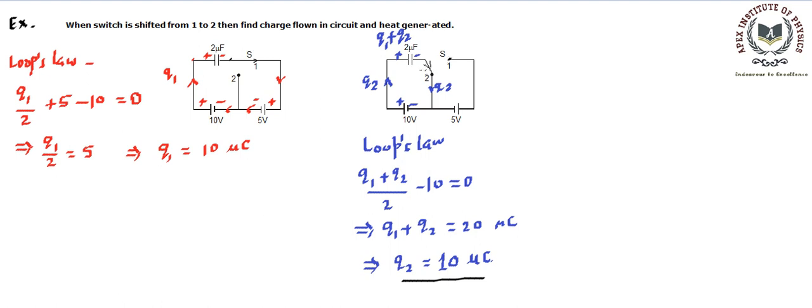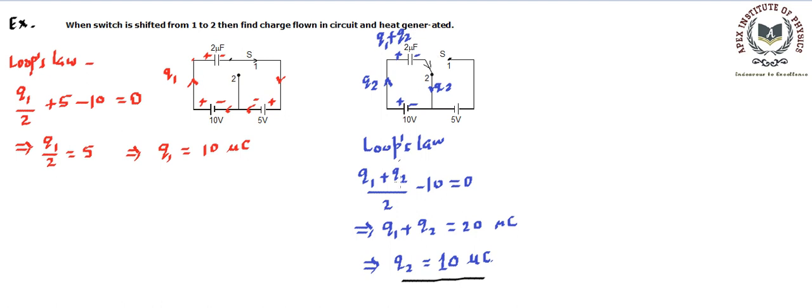Is it making sense? It should make sense. So what I did, let me re-explain. I initially assumed the charge Q1 on the circuit and solved for this Q1 using the loop law. Then I assumed that Q2 charge flows through this battery. Then the charge on the capacitor becomes Q1 plus Q2, because Q1 was initially the charge it carried and Q2 is the new coming in. So this is the total charge.